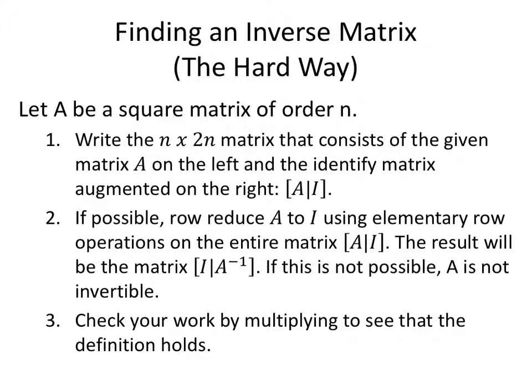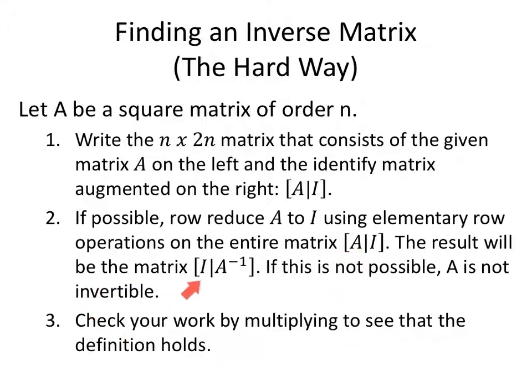Very important. So we are going to write the n by 2n matrix that consists of the given matrix A on the left and the identity matrix augmented on the right. So it'll look like a matrix A and then the line for augmentation, the identity matrix, and then close the brackets. If possible, row reduce A to an identity matrix using elementary row operations on the entire matrix.